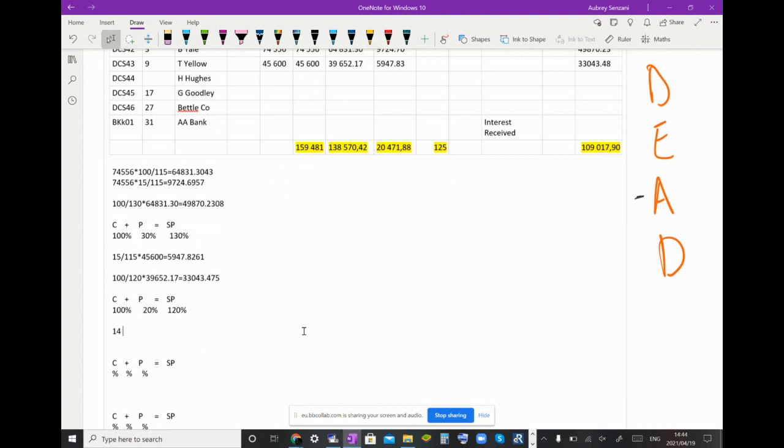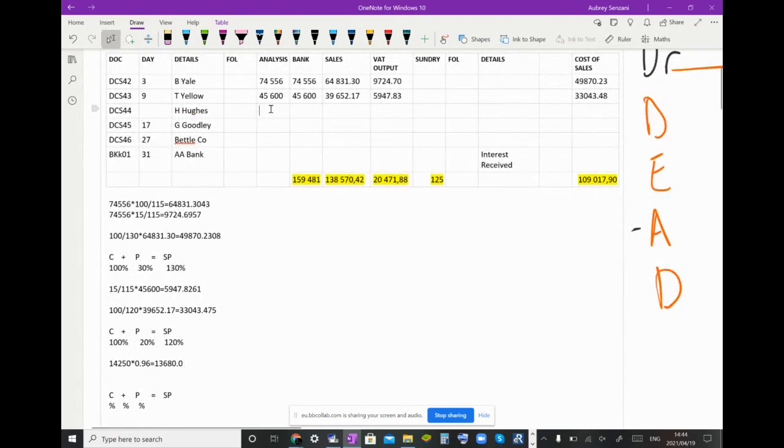So we say 14,250 times, you could say 4% of this amount, or you could simply say, if you want to do things faster, 0.96. In other words, 96%. All right? And then what do we get? We get 13,680. Okay, so this is how much was paid over to us. 13,680. Did they say that amount was inclusive or exclusive? Okay, they didn't say, so we can assume it's inclusive of that.